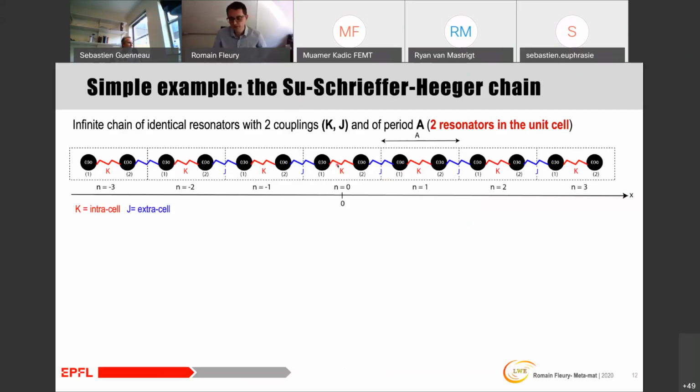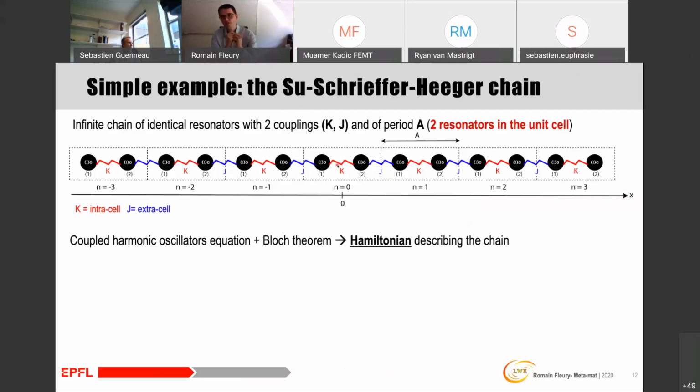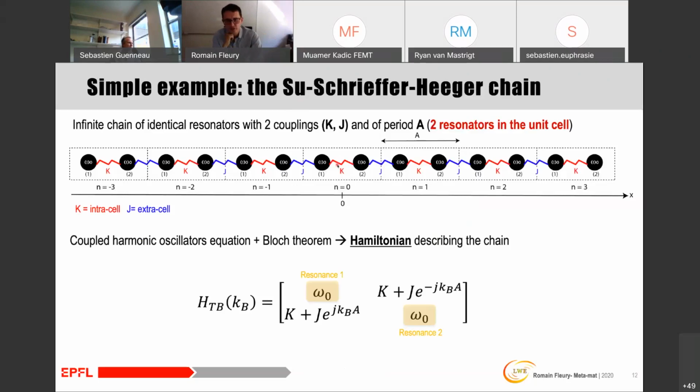All right, so we can define a unit cell, and we can write coupled harmonic oscillator equations and use Bloch theorem, and we calculate something called the tight binding Hamiltonian of the chain, which is a Hermitian matrix that I just wrote for you here. It depends on k_B, the Bloch wave number, and it describes basically how the two resonators in the unit cell are coupled depending on the labeling from the Bloch theorem, the Bloch wave number.